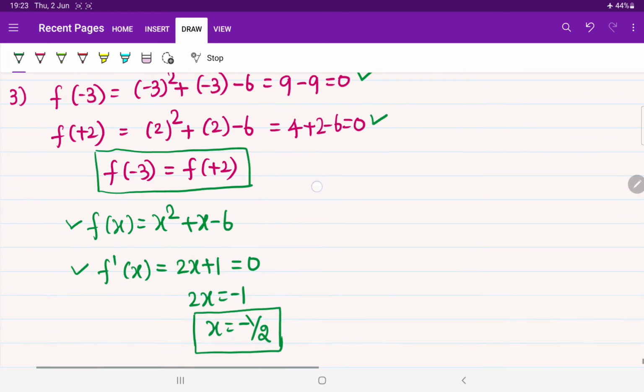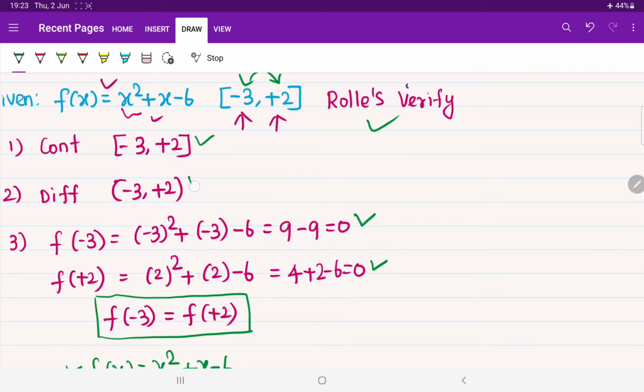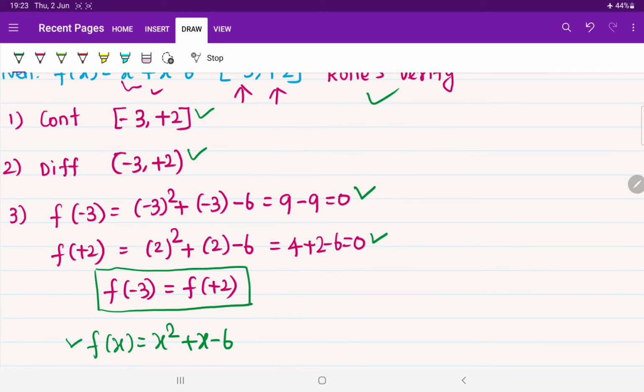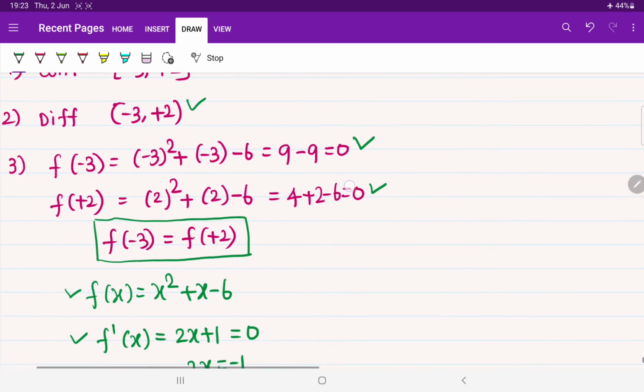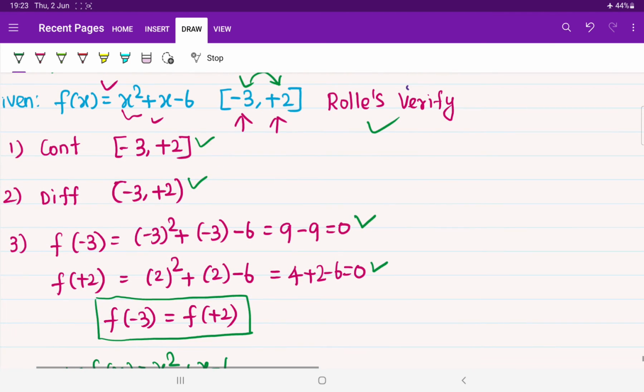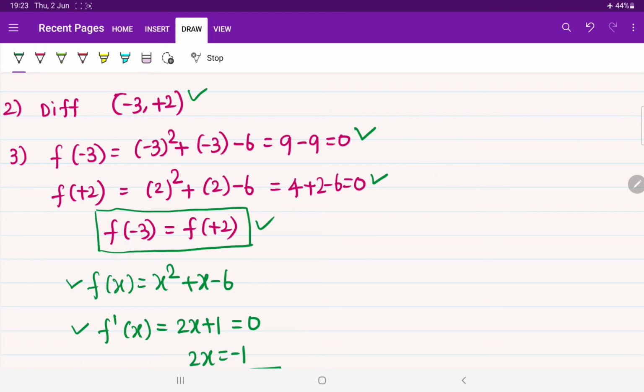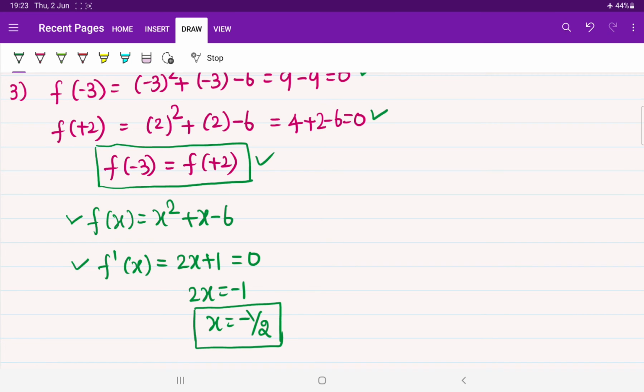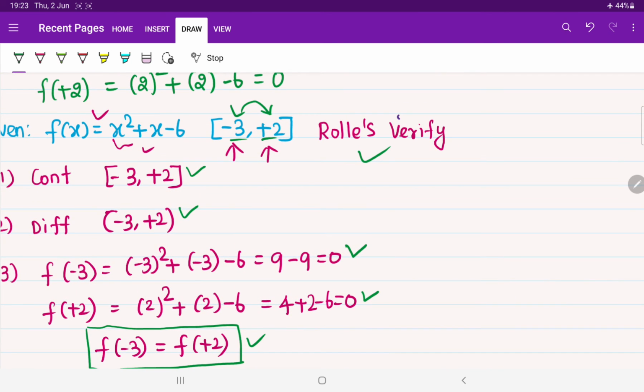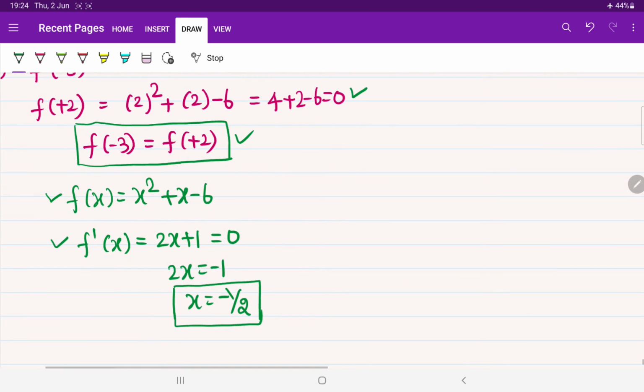According to Rolle's theorem, whenever these three conditions are satisfied, that is, it should be continuous in the closed interval, it should be differentiable in the open interval, and the function values at the 2 interval points should be equal, then definitely there will be one point that exists between the given 2 interval points. How to identify that point?